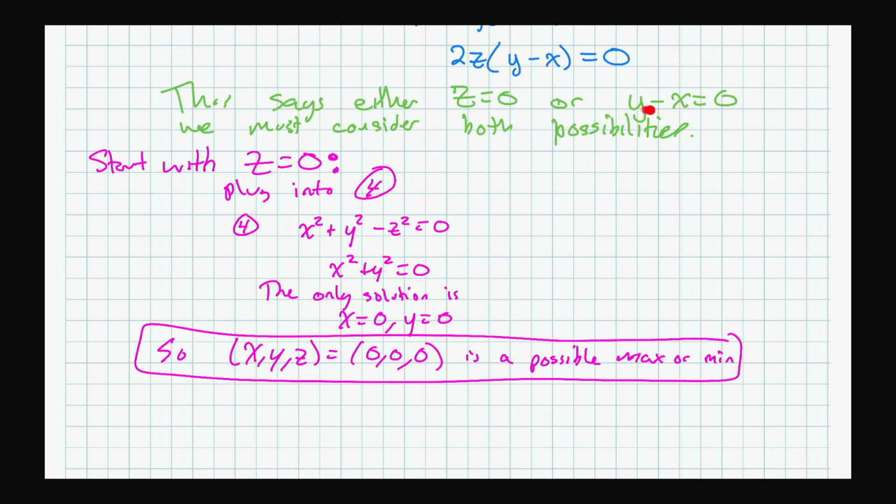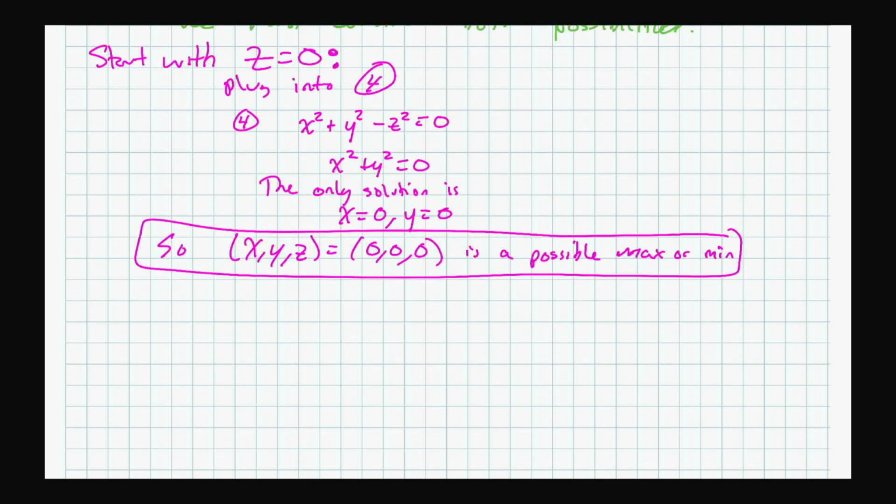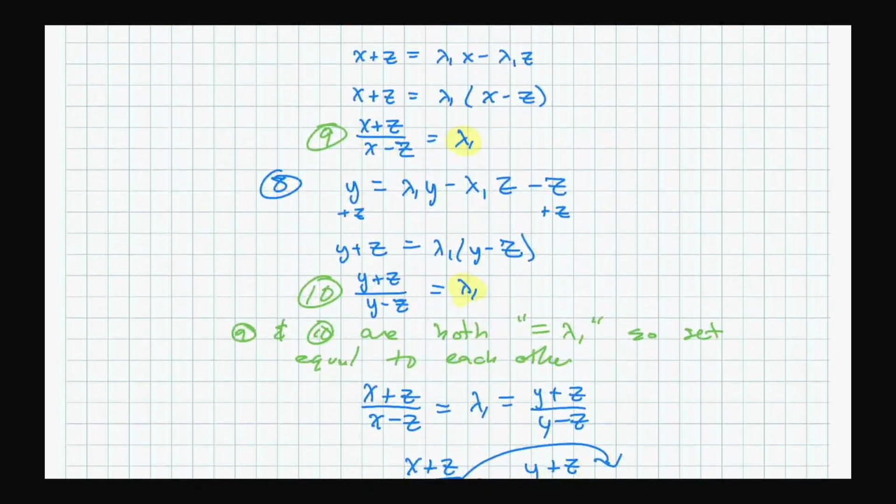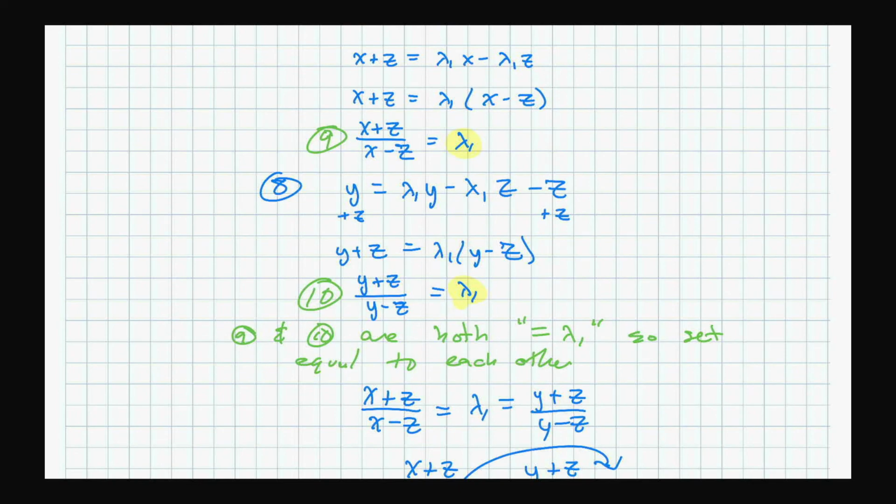Our other possibility, though, was that y minus x equals 0. So in that other case, x minus y equals 0, or x equals y, that's the same thing. So you have x equals y. And just like before, I'm going to scroll up and try to find a place to plug that in where I think I'll be able to figure out what x, y, and z are. So we're looking for where we can do something good by replacing x's with y's.